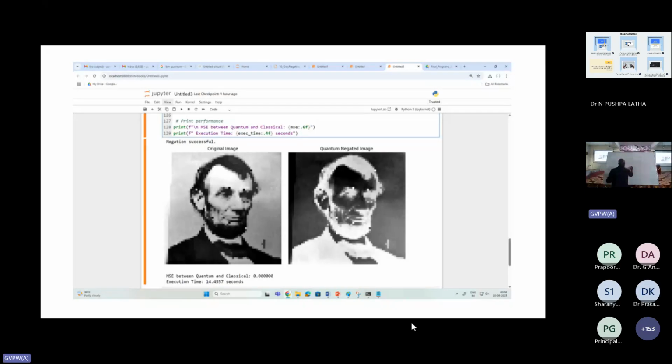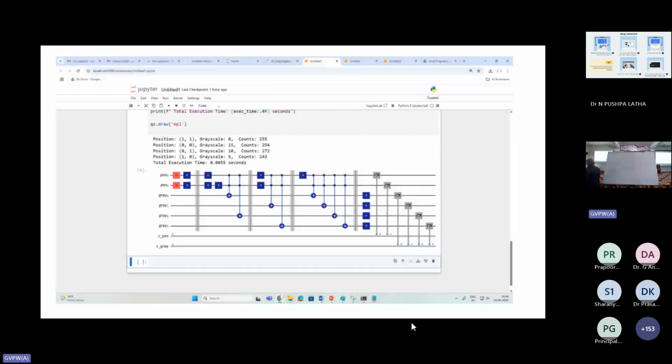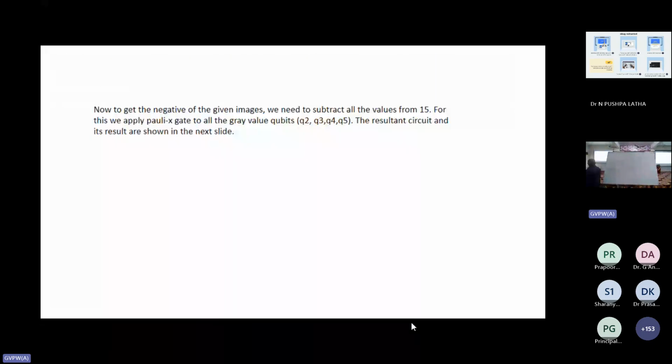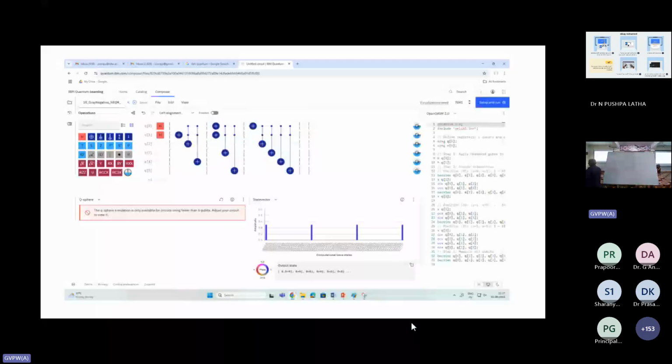Now, this is known as classical. I think in the morning I showed you one diagram, no? So getting the result by using a classical computer, you are getting it. But now the same thing we need to get by using a quantum environment. Now I'll show you how we can get the same result by using a quantum environment. So obviously, as I told, we need to make the circuit. So this is the circuit we made.